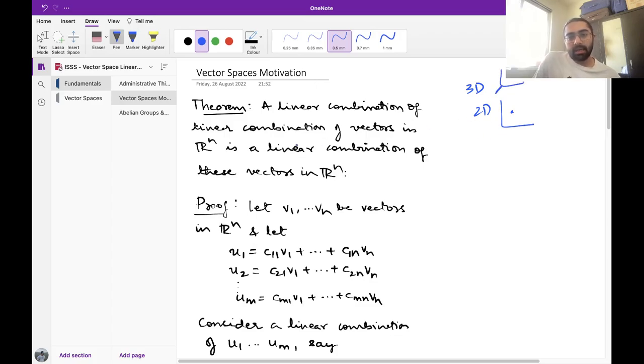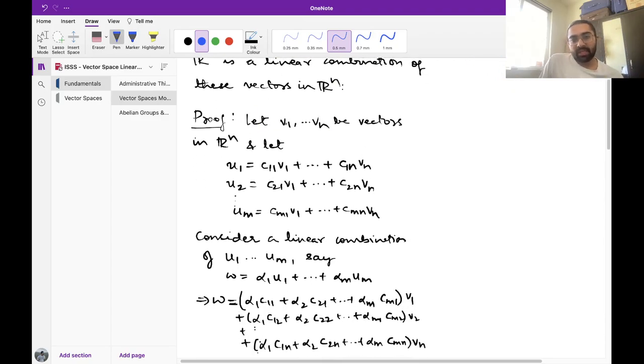I'll try to break down this statement into simpler parts: a linear combination of a linear combination of vectors. I have a linear combination of vectors already with me, and I'm taking a linear combination of these vectors, which is again a linear combination of these vectors in R power n. Of these vectors means these original vectors. We'll come to exact definitions of linear combination, but for now I'll just introduce what it means.